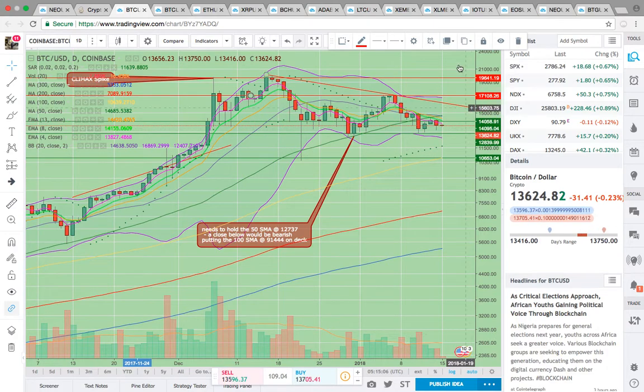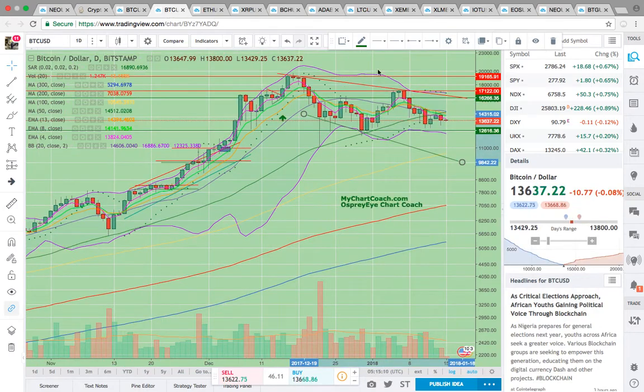If it fails to do that, you could see more downside risk, and now it's the same setup here. It had the high close, and then it came down, bounced off the 50, came back up, but it failed to break above that 19,165 level. So it has to now get above 17,122. If it fails to get above that level, it's signaling more downside risk.